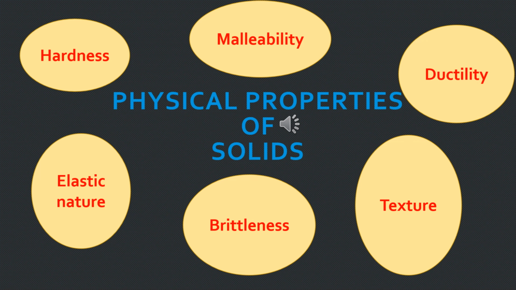Now let's discuss more about solids. Here you can see the properties of solid matter. There are different properties in different solid materials. For example, hardness, malleability, ductility, texture, brittleness, elastic nature. Therefore, the properties of solid matter should be considered when they are used. Let's find out the usages of physical properties of solids with examples.